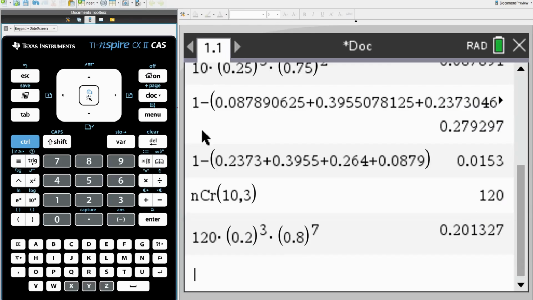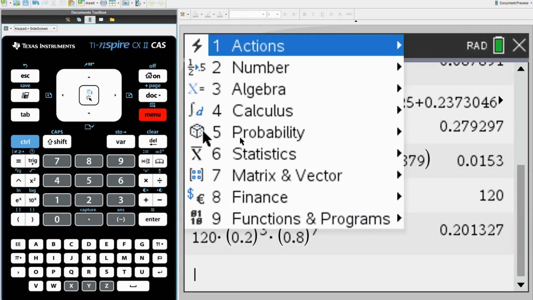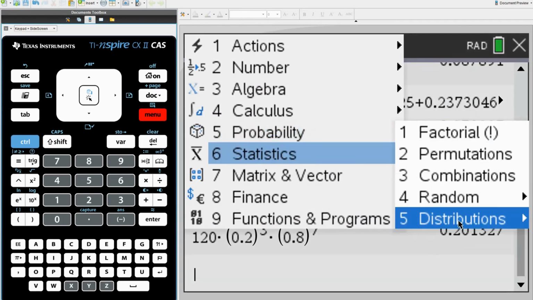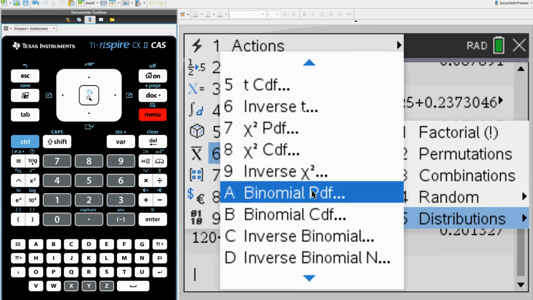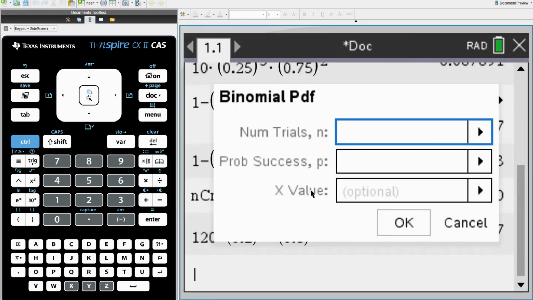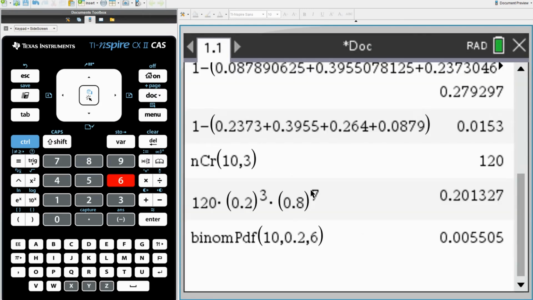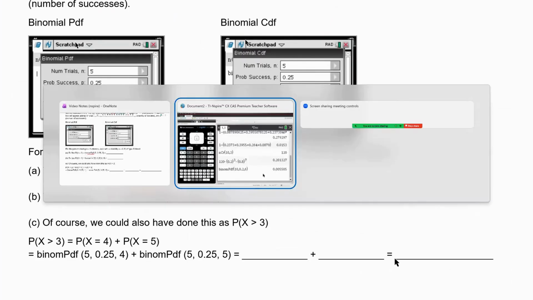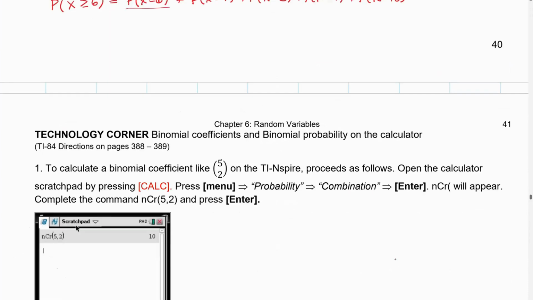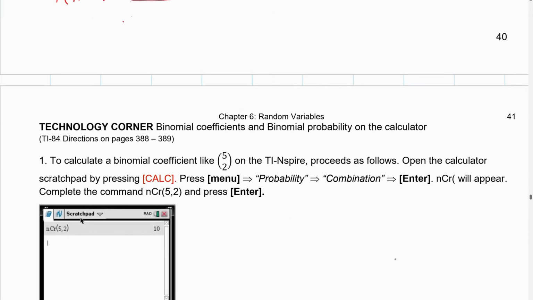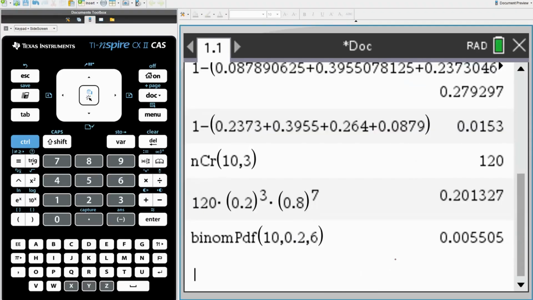So going here, I could go to probability, distributions, and then way down here, we've got binomial PDF. If I choose that, it asks how many trials, probability of success, and what value am I looking for? Looking for exactly 6 successes, that ends up being 0.005505. So pretty unlikely that that would happen.